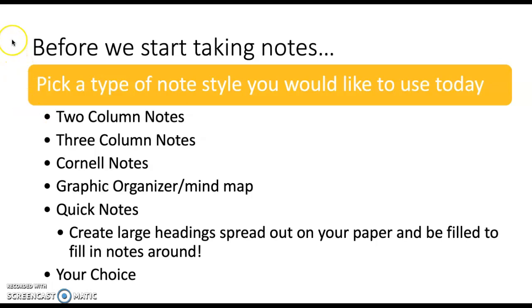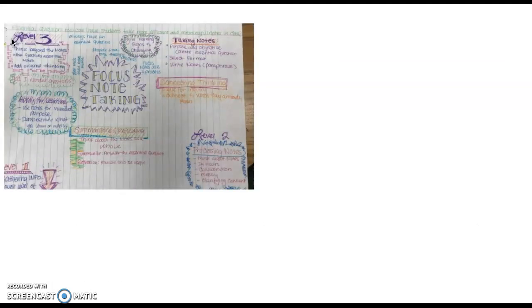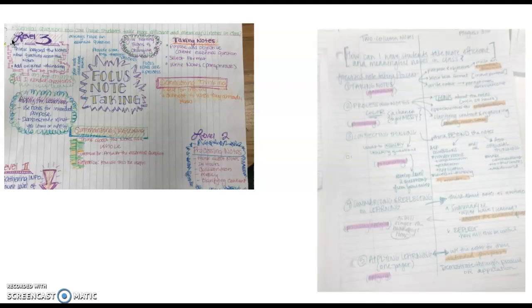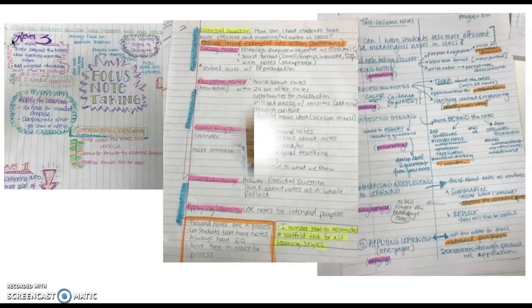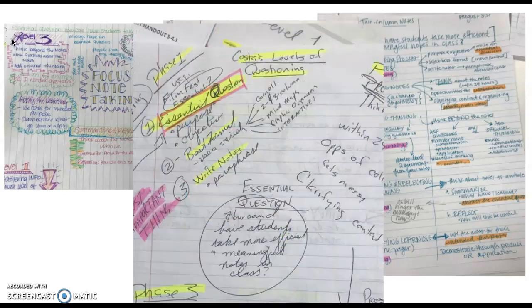Before we start taking notes, pick a type of note style you would like to use today. 2-column notes, 3-column notes, Cornell notes. Honestly, any type of notes that you want to use is good for note taking. It could be a graphic organizer, it could be a mind map, it could literally be whatever you want. The most important thing is that you take notes. Doesn't really matter how you do it. Here are some examples from a previous focus note taking seminar. There's a mind map. We have 2-column notes, we have Cornell notes, and a mind map.